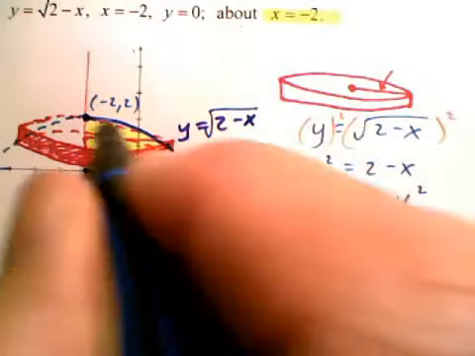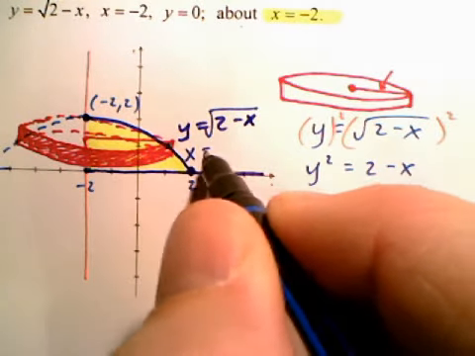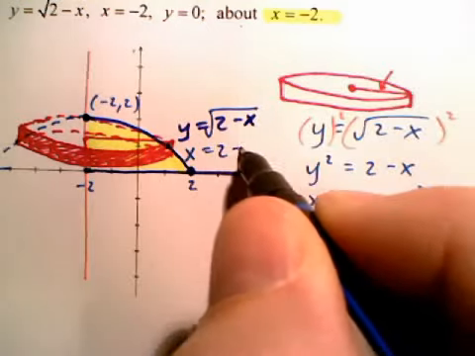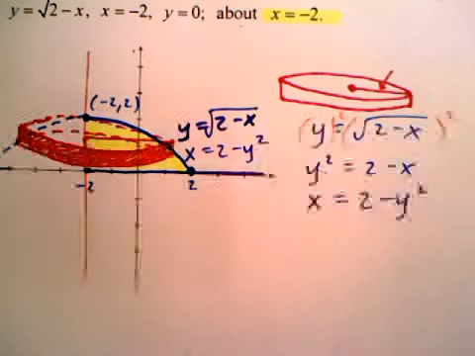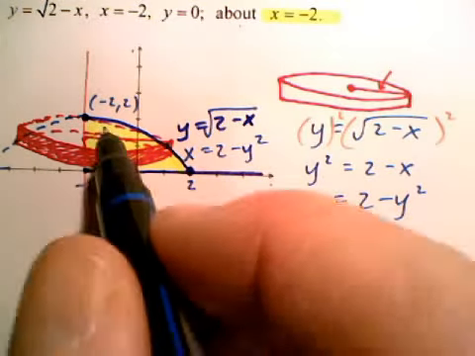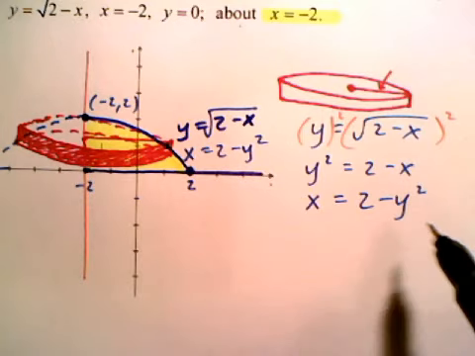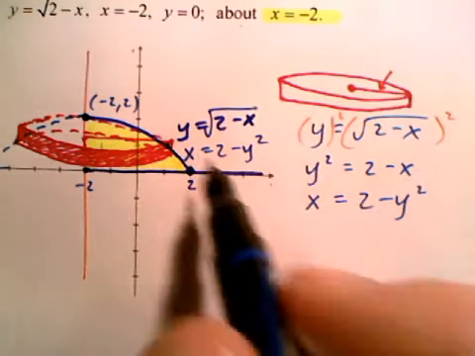So this curve right here has two names. Y is a function of x, and then x equals 2 minus y squared. Okay, so we can call it either way. If we wanted to integrate with respect to x, we could find the area of that, but that's not going to help us.